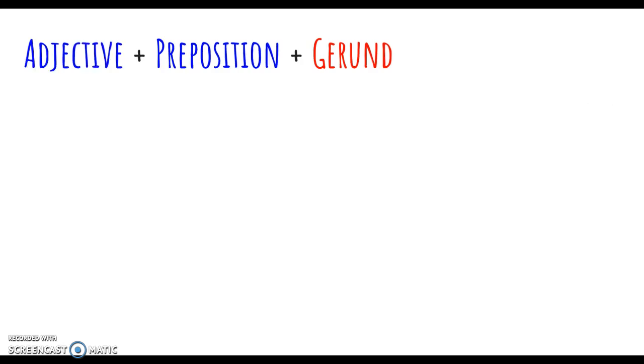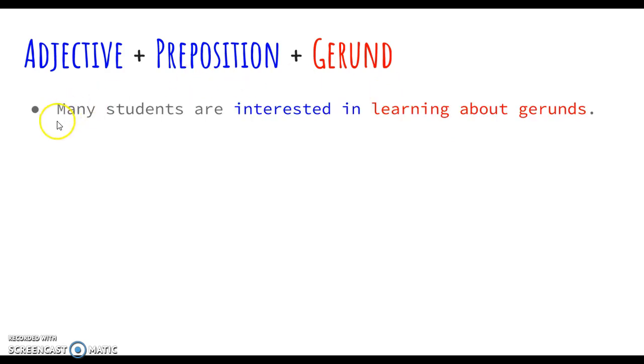The second combination is adjective plus preposition plus gerund. For example, many students are interested in learning about gerunds. We have the adjective interested followed by the preposition in, and then the gerund phrase learning about gerunds.